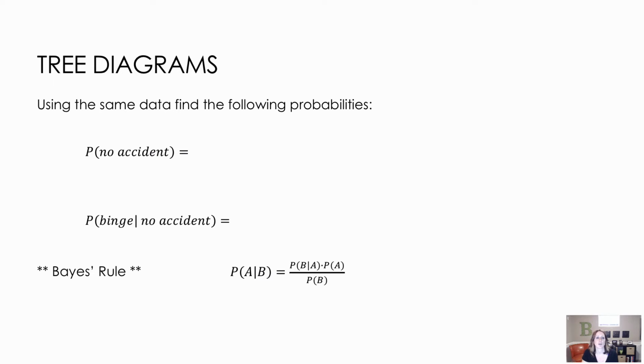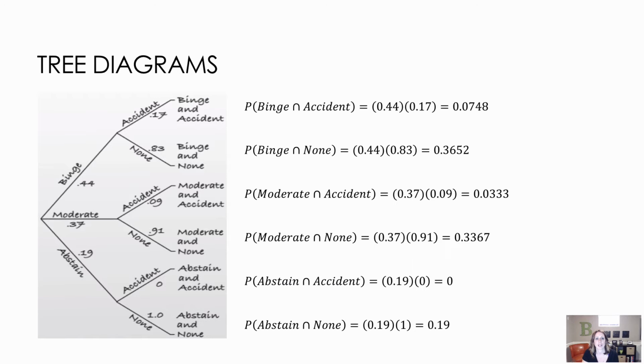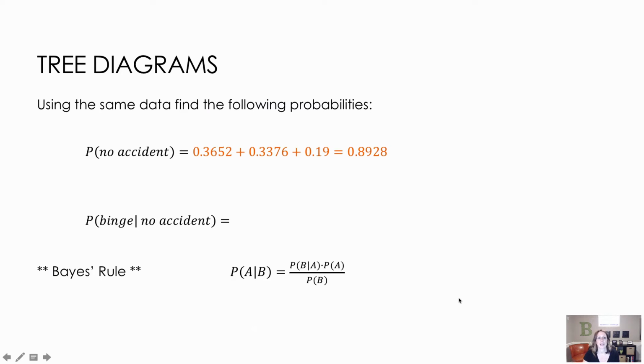So now I want to talk to you about some of the more difficult probability questions you might encounter. And I want to talk to you about Bayes' rule, which is a rule that we can use if we want to do this without making a tree diagram. So looking at the first one, it just says the probability of no accident. Well, looking back at my tree diagram, the people who were not in an accident were these people and these people and these people. So of course, I can just add all of those values together, and that will give me my probability of no accident, which is 0.8928.